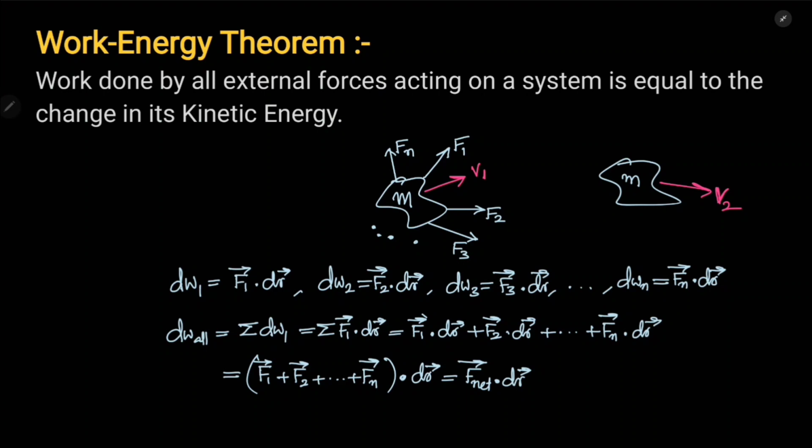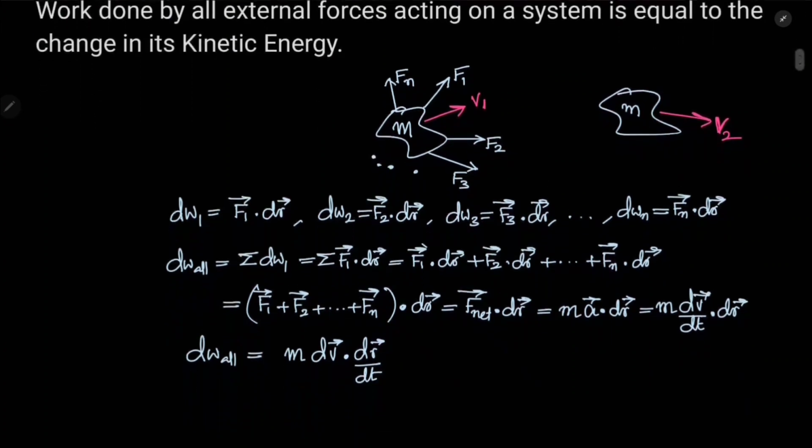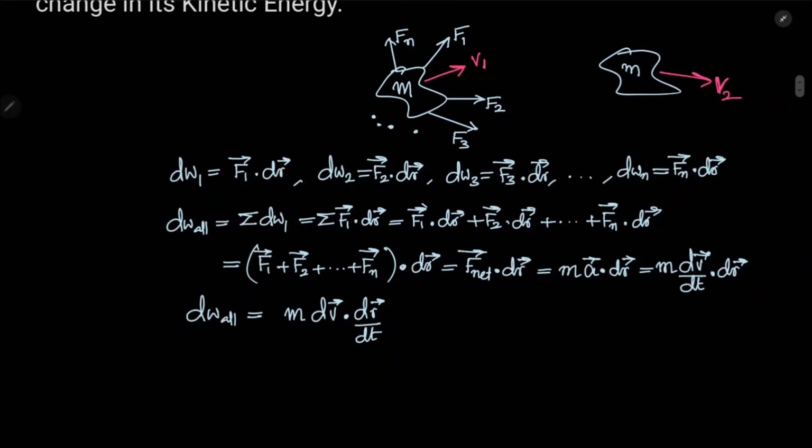By Newton's second law, the net external force acting on the system is mass into acceleration. So I would write F net as m into a bar dot dr bar, and here I'll slightly manipulate this equation. I'll write a bar as dv bar by dt. So the infinitesimally small work done by all forces acting on the system is m into dv bar dot dr bar by dt. That is equal to m into v bar dot dv bar, since dr bar by dt, the rate of change of displacement, is velocity.